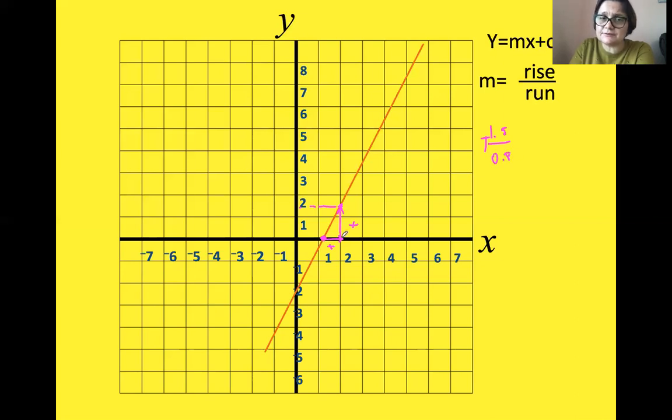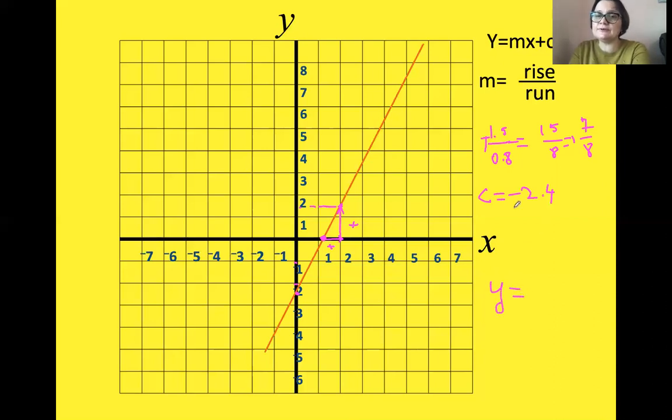Here we started from 0. So 1.5 over 0.8, which is the same as 15 over 8. And so this one is going to be 1 and 7 over 8. And then the y-intercept is going to be here. So this is -1, this is -2, so it's -2.4, let's say. So c is -2.4. And so the equation is going to look like that.